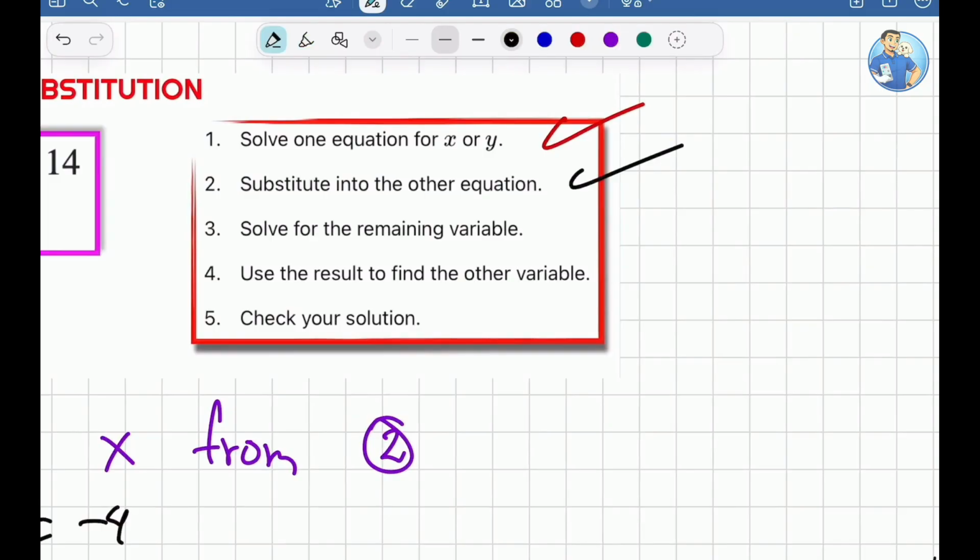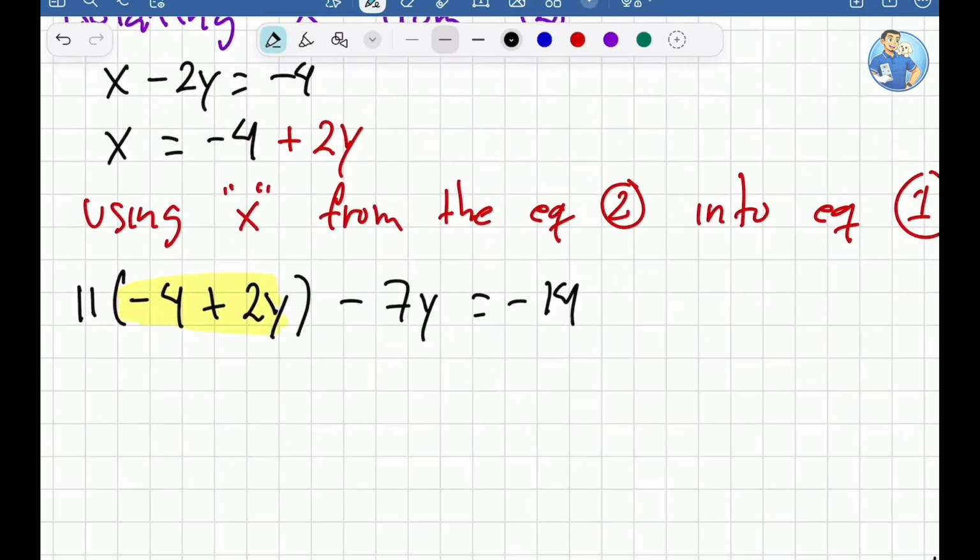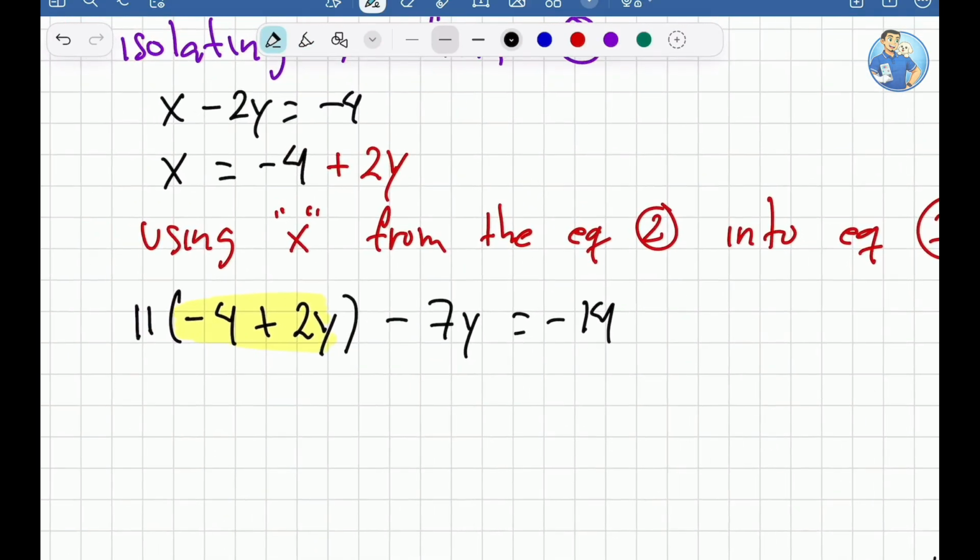So here we have substituted, yes, we have done this one. So solve for the remaining variable. So we need to solve this for y. How? We need to do some algebra. We can multiply 11 times minus 4. This is minus 44. 11 times 2 times y. This is a positive 22y. Minus 7 times y equals minus 14.